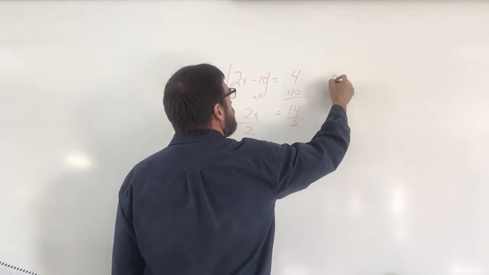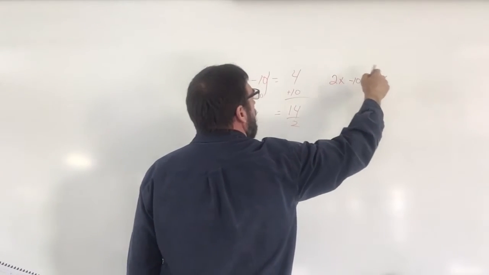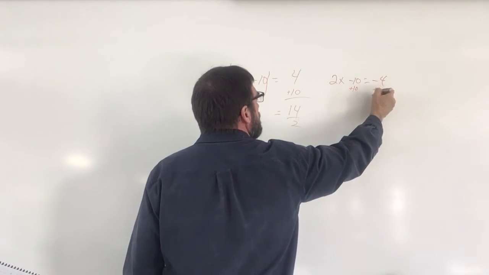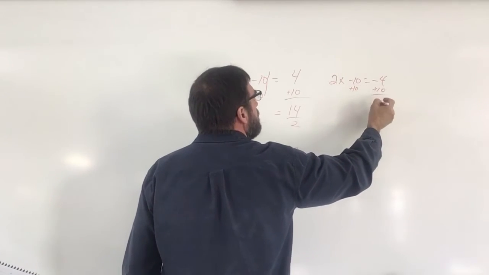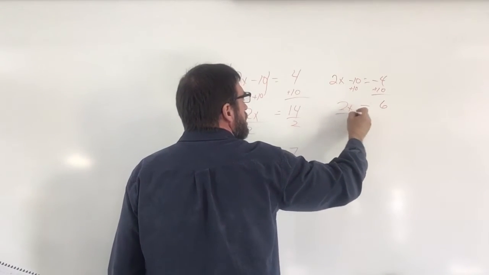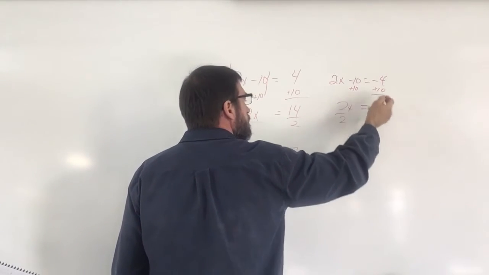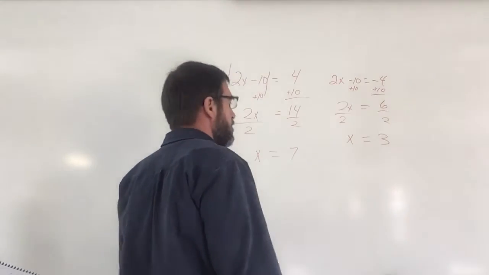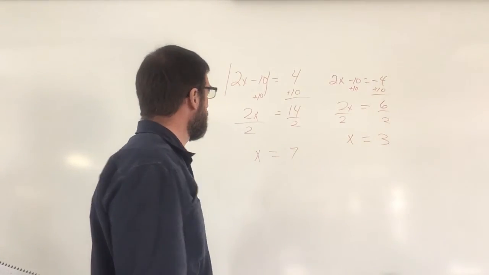My second problem is 2x negative 10 equals negative 4. Okay, 10 plus 10 plus equals negative, no, not a negative, a positive. 6. 2x, 2x equals, 2 into 6 is 3. There we go. Did I do that right? 3 and 7. I don't know.